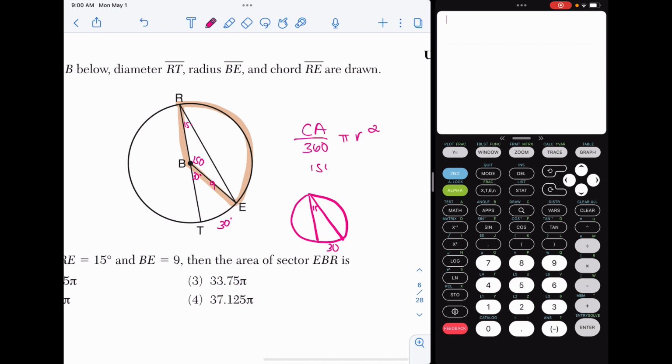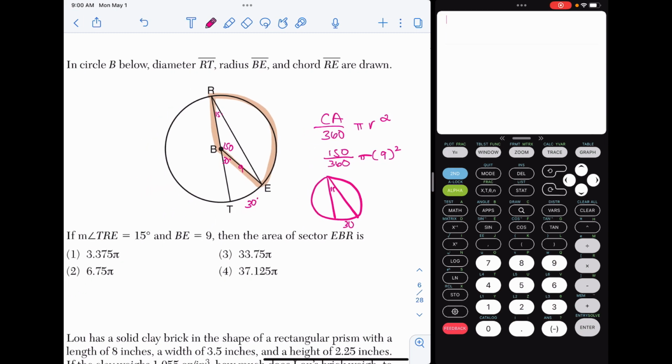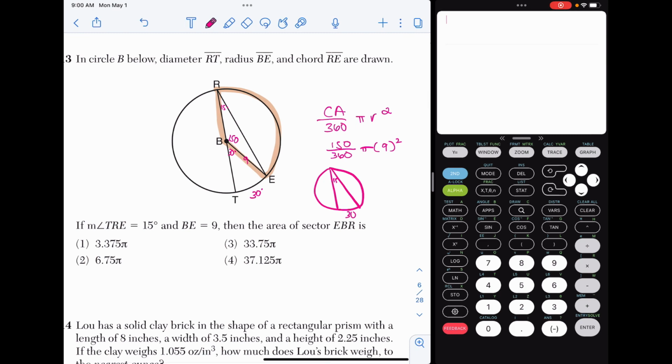So I have 150 as the central angle of that sector over 360. The radius is 9 of this circle, and we're looking for our answer in terms of pi. I know that because all the answer choices have pi in them. So I'm not going to type pi into the calculator. I can type everything else. And I get 33.75, which makes this choice 3.